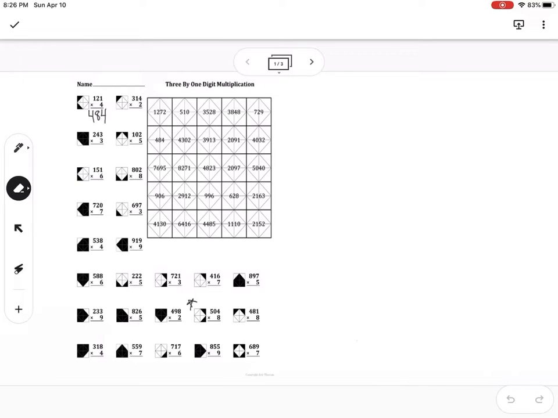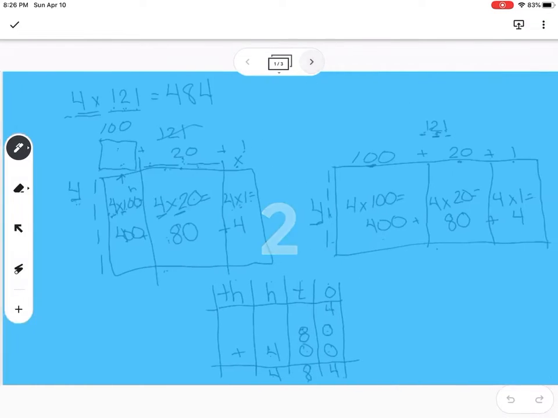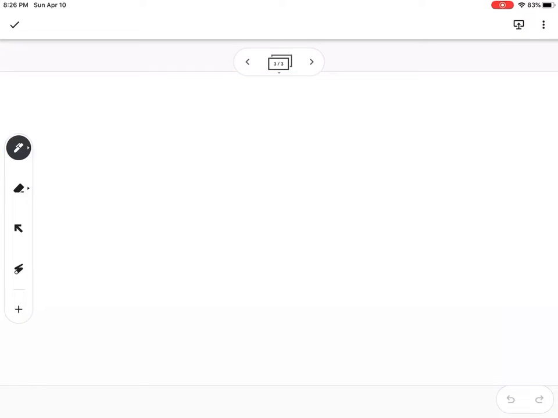8 times 504. That's my next one. Does everyone see that? 8 times 504. Okay, I gotta copy it really carefully so I don't write the wrong problem. I like to put the smaller number first, so I'm gonna put the 8 first. Times 504. This is an interesting one.